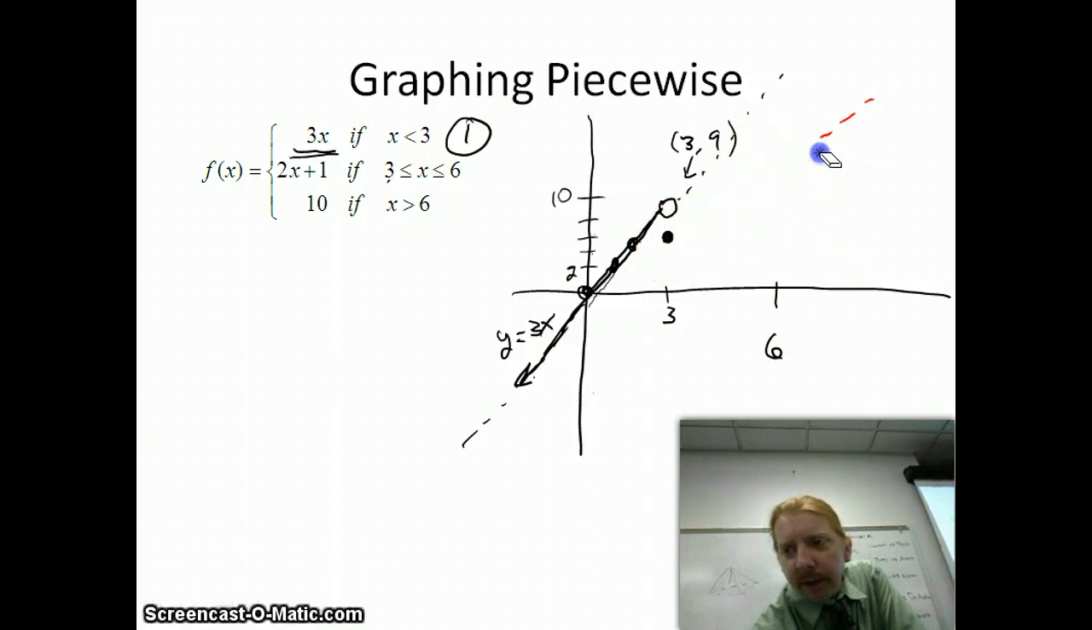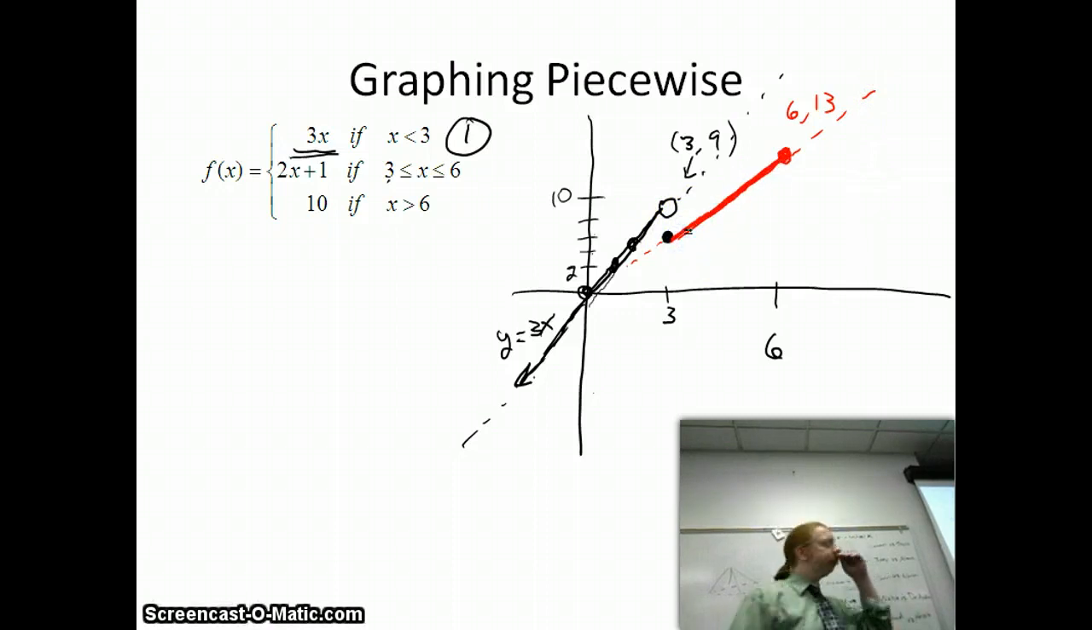Let me tilt that up a little bit. I'm actually going to draw it as a dotted line first. So that's 6, 13 up there. I'm going to draw the whole dotted line, and the part I'm going to use is just this part here in the middle, between 3 and 6. And this bottom point down here, that's 3, 7.